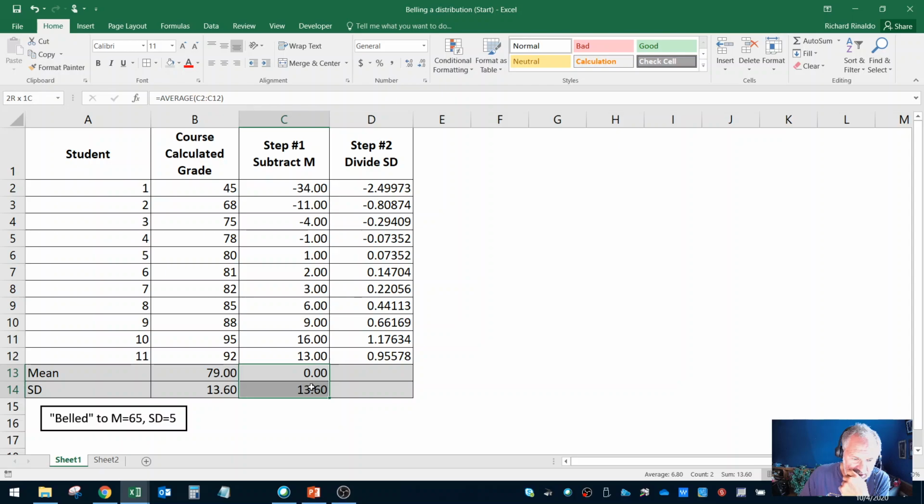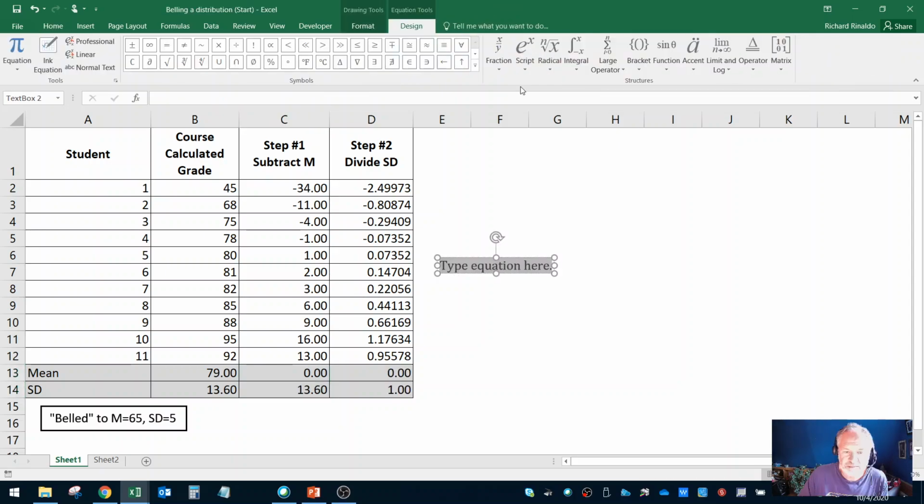Okay, and this is referred to as a z-score. And a z-score is equal to a value minus a mean all over the standard deviation. So these scores here have a special name, and they're referred to as z-scores.